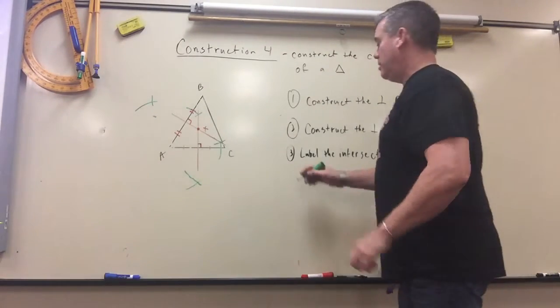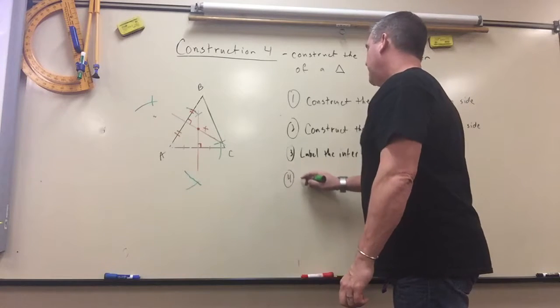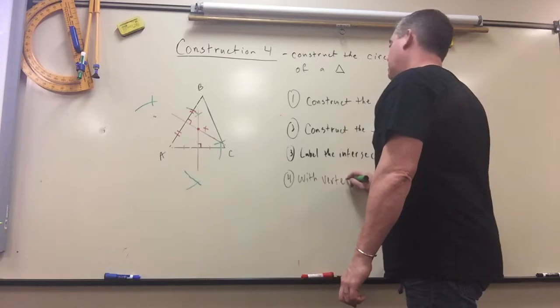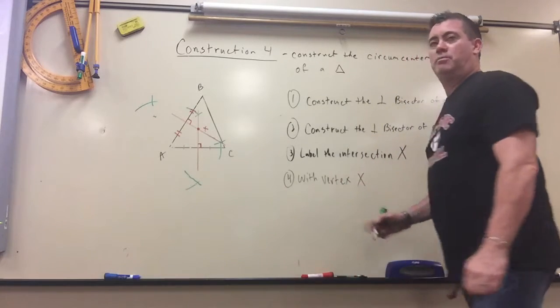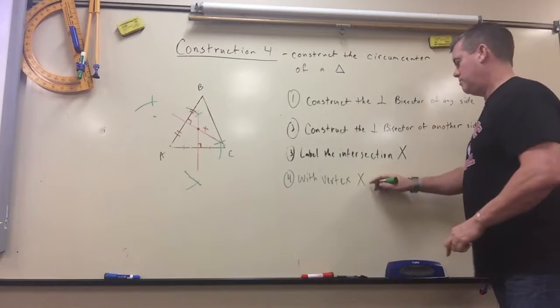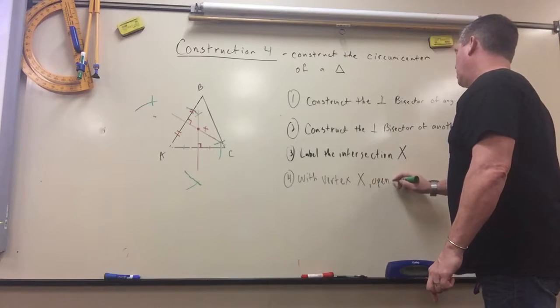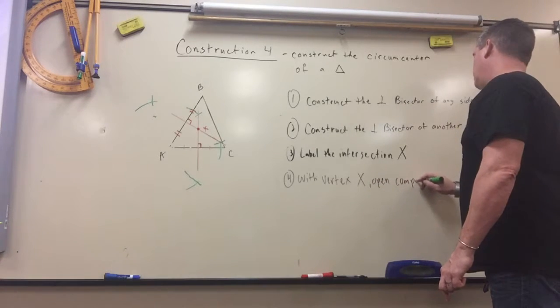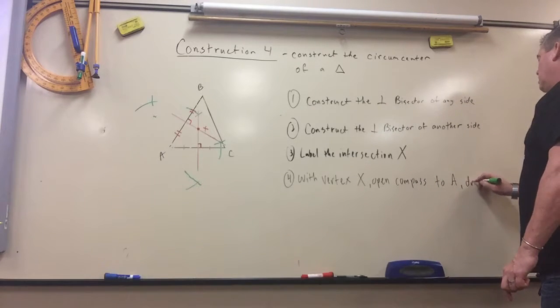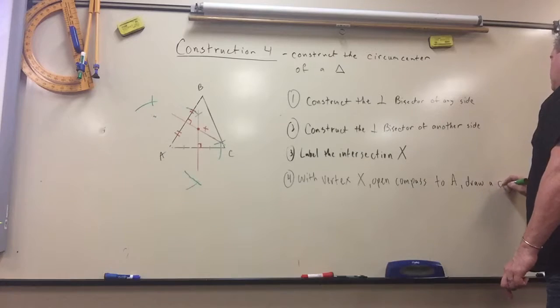And then the last thing to do is with vertex X. Remember that means the pointy part of your compass. Put it on X. Open compass to A. Draw a circle.